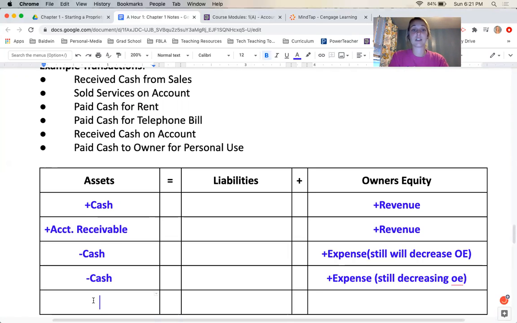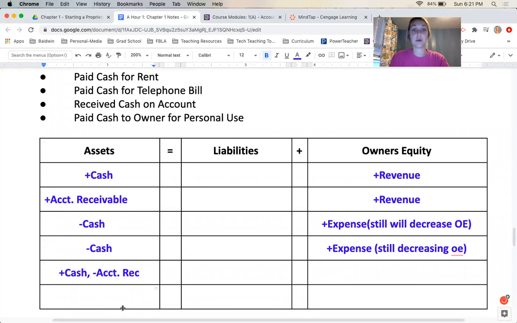Okay, received cash on account. So this person that we made a sale to earlier, that we created an accounts receivable for, is now paying us. So we received cash. We know that cash is going up. That's an asset. And on account, meaning that's accounts receivable, is now going down. So that accounts receivable zeroes out.